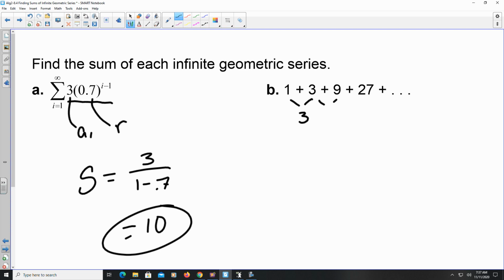Looking at B, if I were to try to find the common ratio, 3 divided by 1 is 3. Just to make sure, 9 divided by 3 is 3. I notice my common ratio is larger than 1, so this one has no sum.